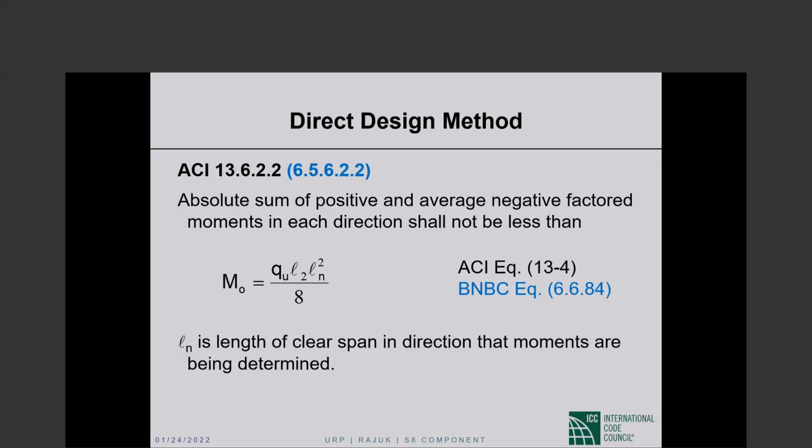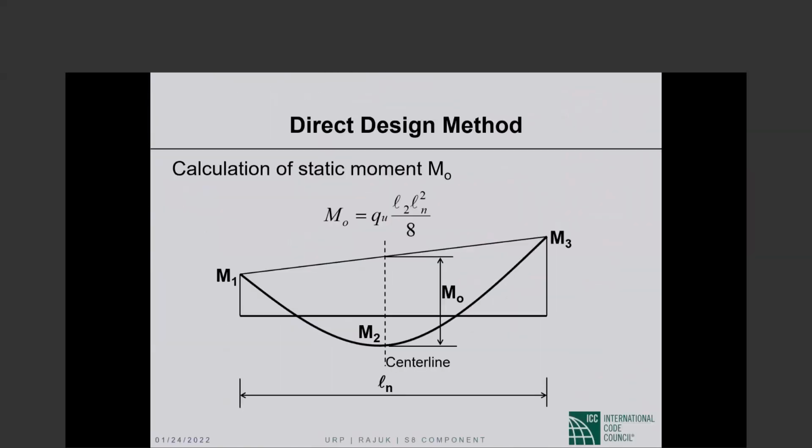Q is in pounds per square foot in American units, the slab load. We multiply that by L sub 2, we get load in pounds per linear foot of the span. That multiplied by the clear span squared divided by 8 is the free span moment, M sub 0, the static moment.